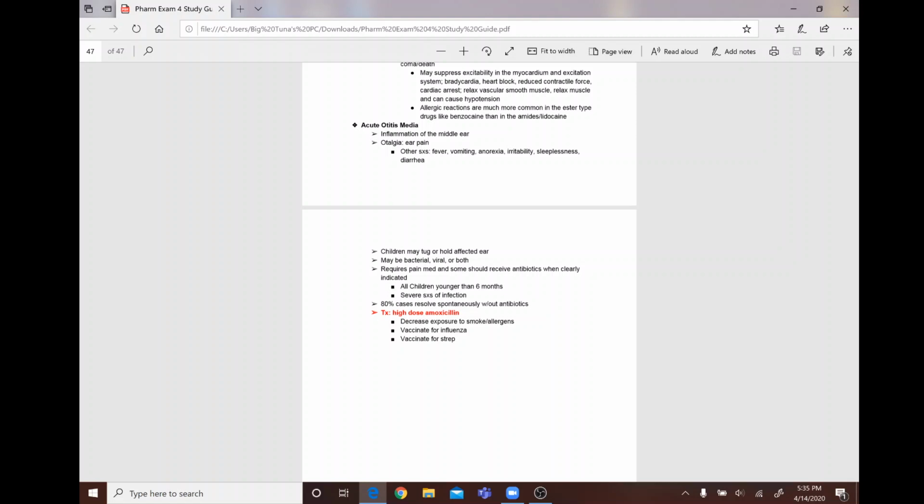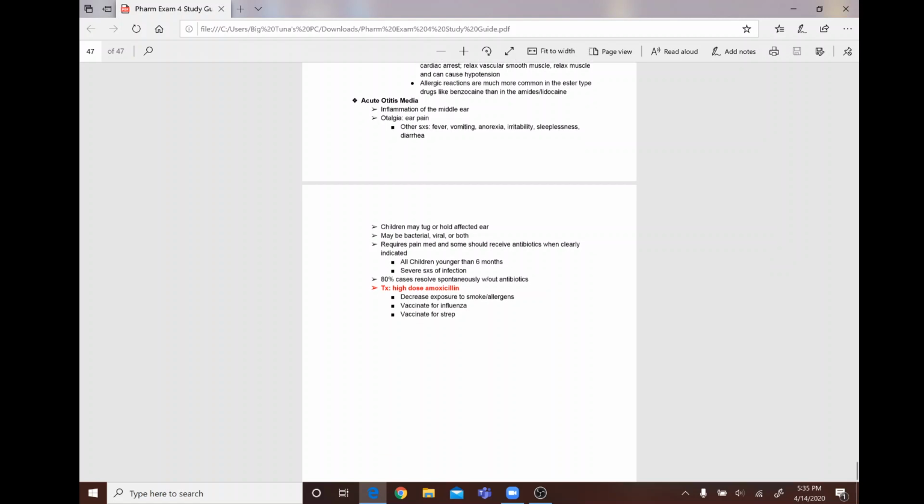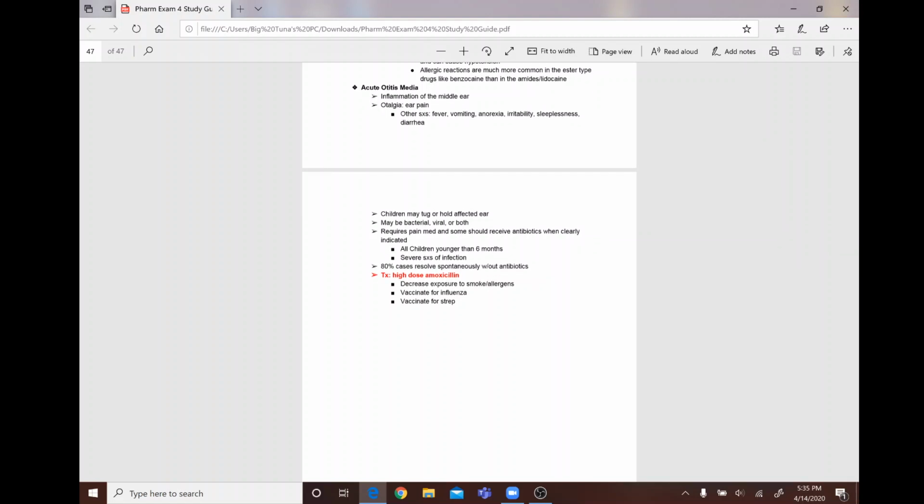All children younger than 6 months, severe symptoms of infection. 80% of cases resolve without antibiotics, without meds, but you can treat it with high dose amoxicillin, decrease exposure to smoke or allergens, vaccinate for flu, and vaccinate for strep.